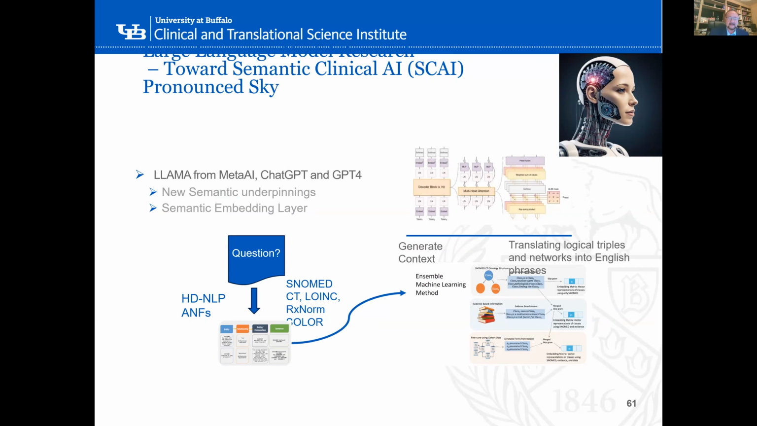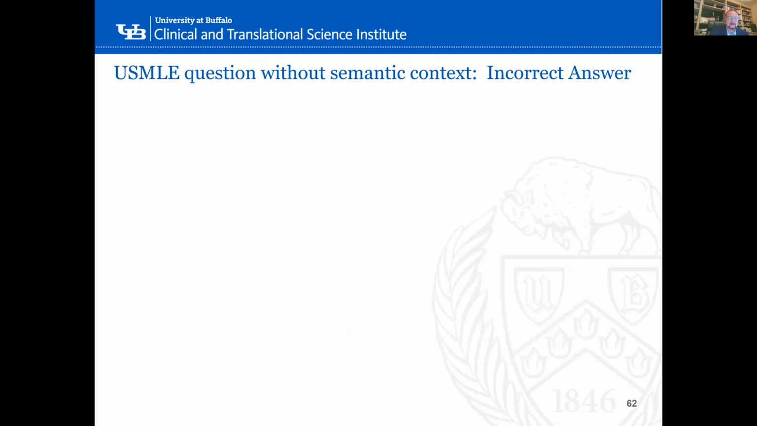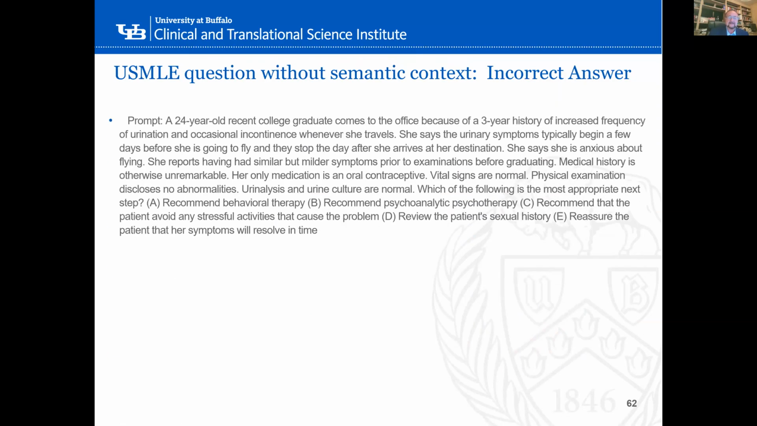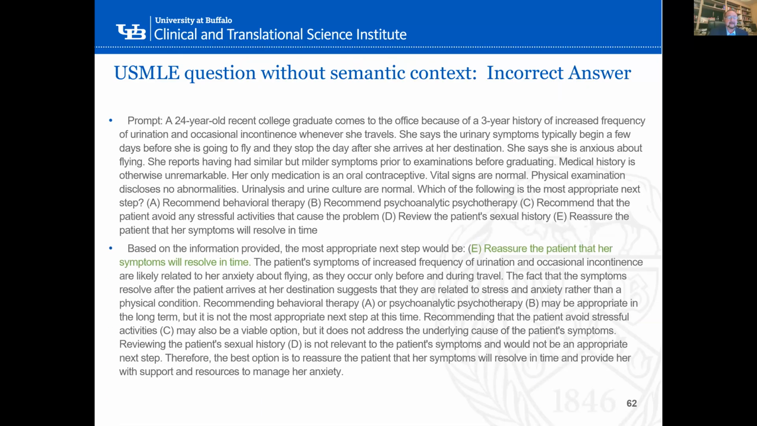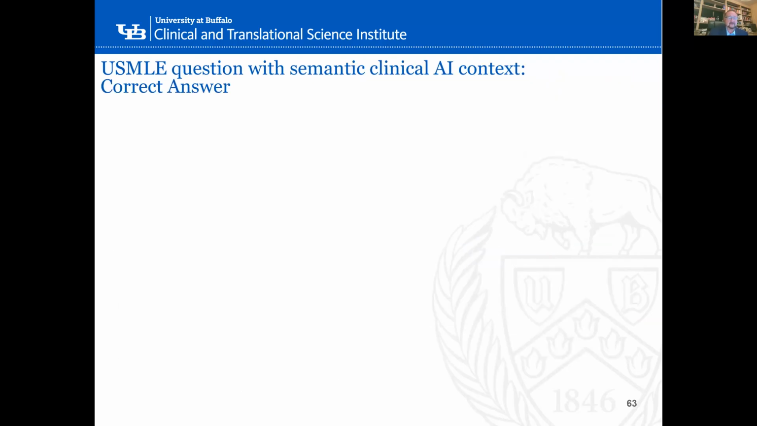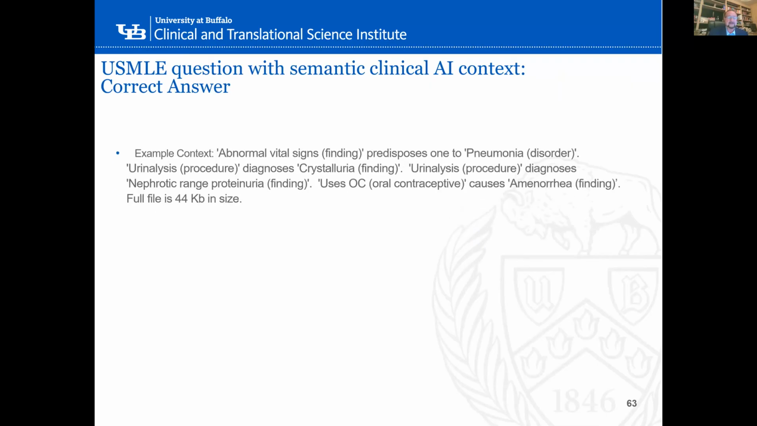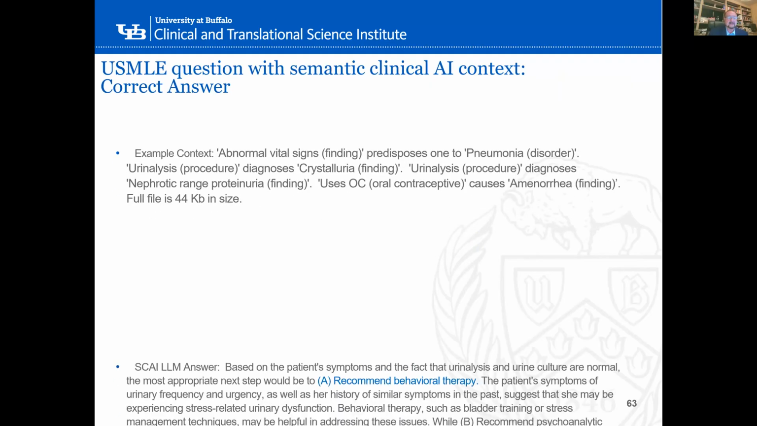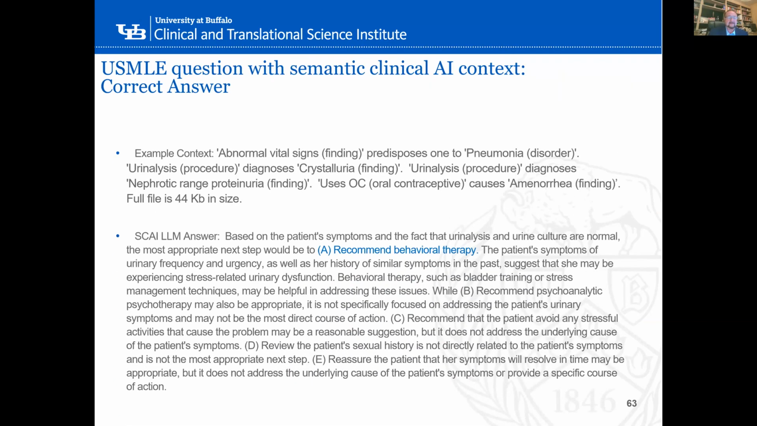We have 33 million facts and then we put it through a regular large language model in order to look at it. This is an example of a bad answer. This is a prompt that we gave it, and then it gave the answer that the base model said, reassure the patient that her symptoms will resolve in time, which is wrong. With the pre-trained embeddings, we put all these facts in, and then it says recommend behavioral therapy.